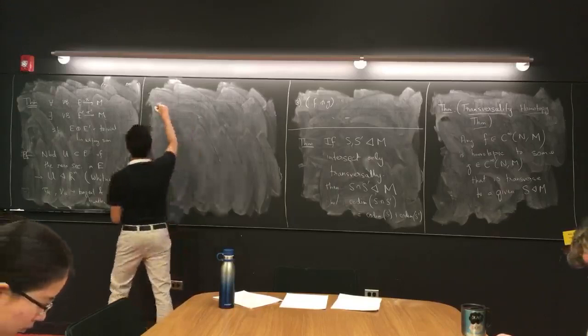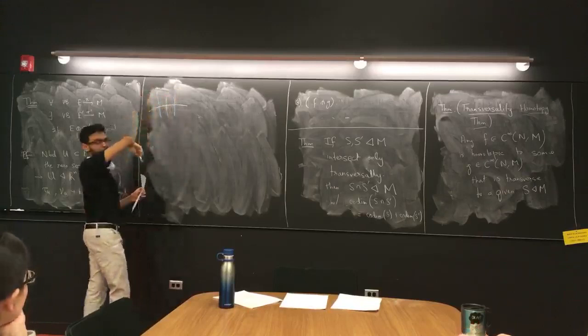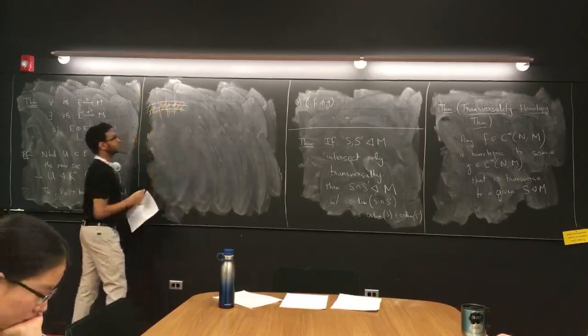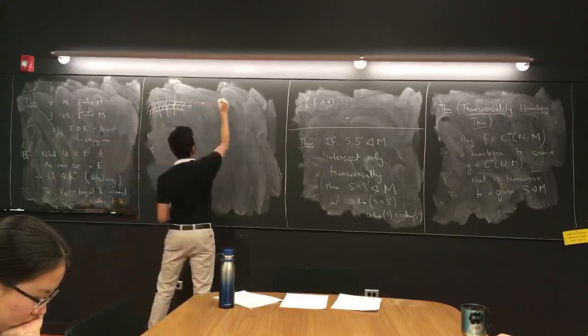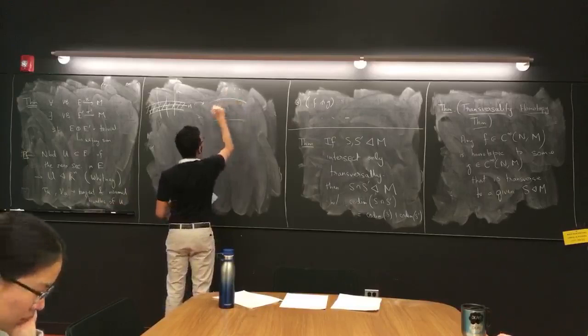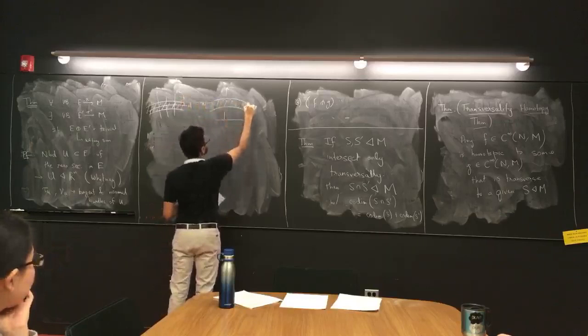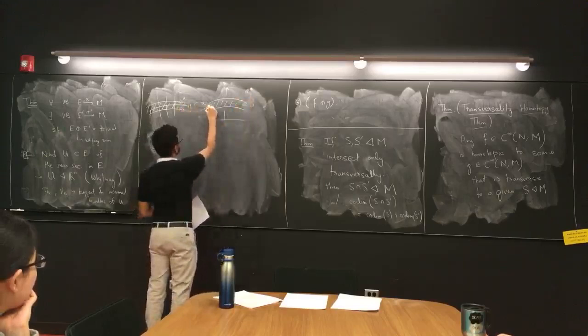So let this be the fiber bundle E, with each of these vertical lines being the fibers. U is going to be this neighborhood of the zero section. This is M. Then we embed all of U into some Rn. And of course, M will also map into some submanifold of Rn under this embedding.